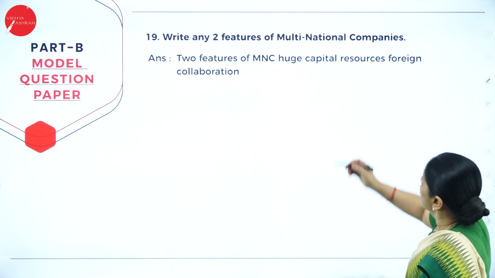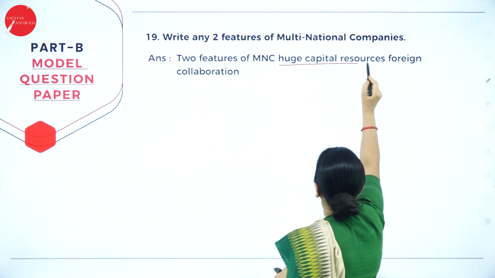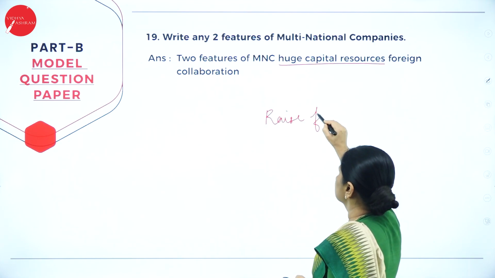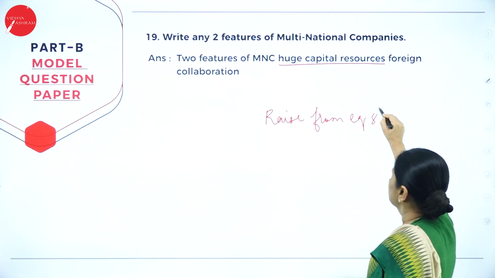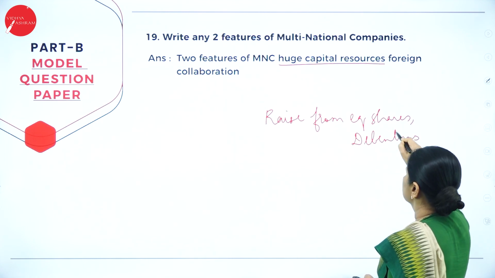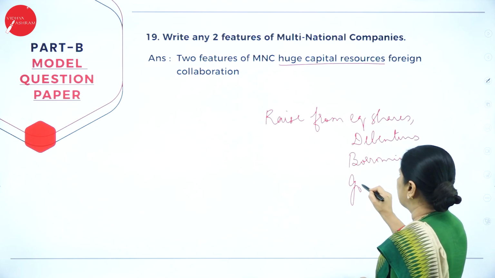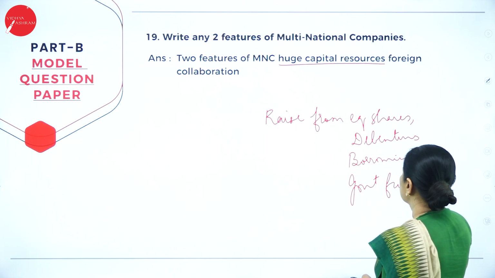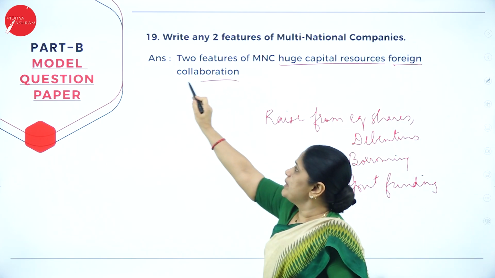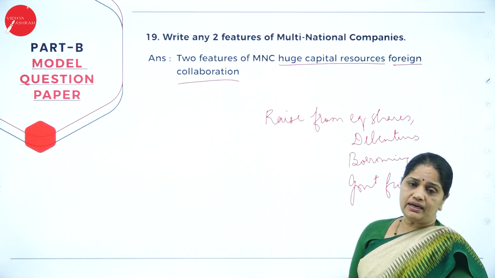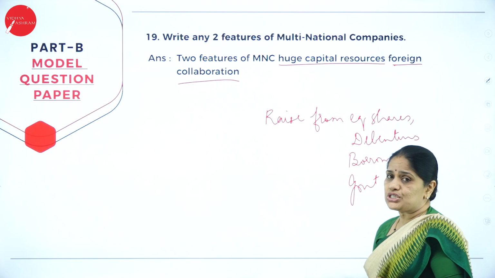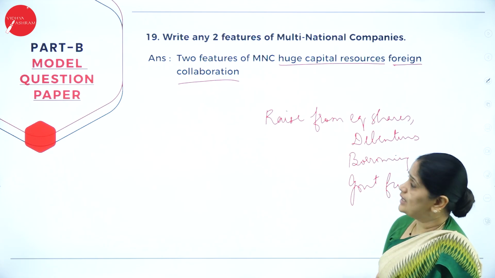Then, any two features of multinational companies: huge capital resources. So, they can raise funds from all the sources, from equity shares, debentures, then they can have borrowings from banks, then government also will help them, government funding, etc. They have huge capital resources. Second one is foreign collaboration. They can enter into an agreement with a foreign country's business firm, as a result of which they can have foreign collaboration, that is in the form of exchange of technology.